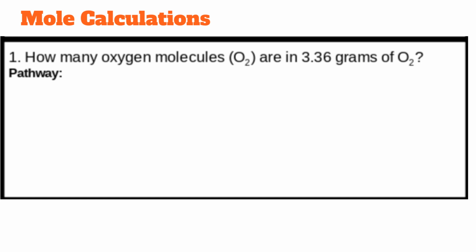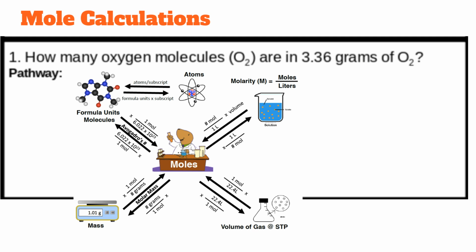It asks you how many oxygen molecules, O2, are in 3.36 grams of O2. To start these problems off, we're going to need to begin by doing a pathway. In order to do that, you're going to need to look at your pink mole map on page 40. Here's my copy. We need to find a pathway. We're starting with grams, which would be mass down here in the left corner. And you're being asked to convert it to molecules, which is up here in the top left corner. To get from mass to molecules, you have to go through moles first.